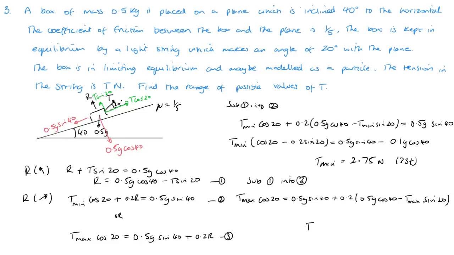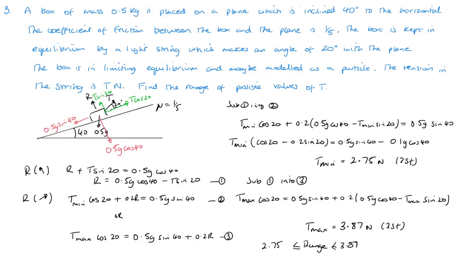Okay, and then all that's left to do is to rearrange like before to find out my T max value. And that gives me a value of 3.87 newtons to 3 significant figures. So the range is, well, I can maybe put it here, 3.87 and 2.75, or put it in words there for the range of possible values. Okay, but it's just between the T minimum and T maximum.